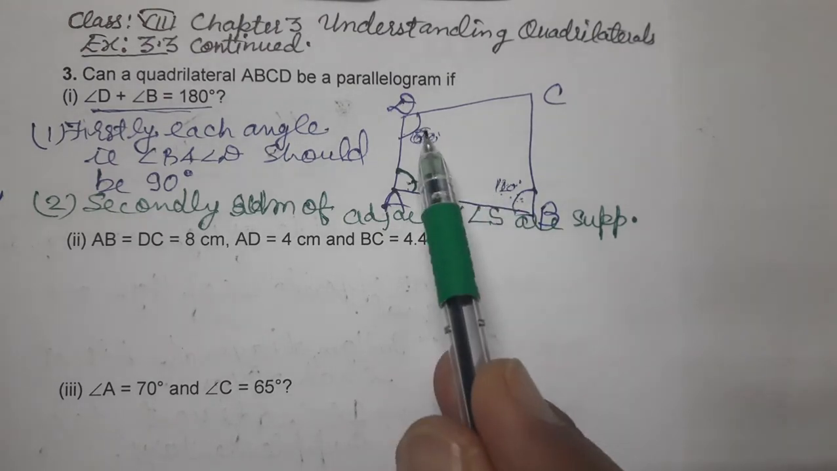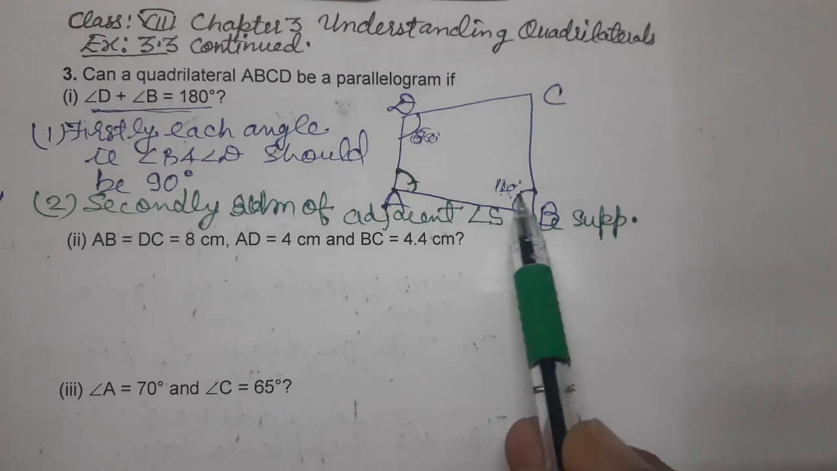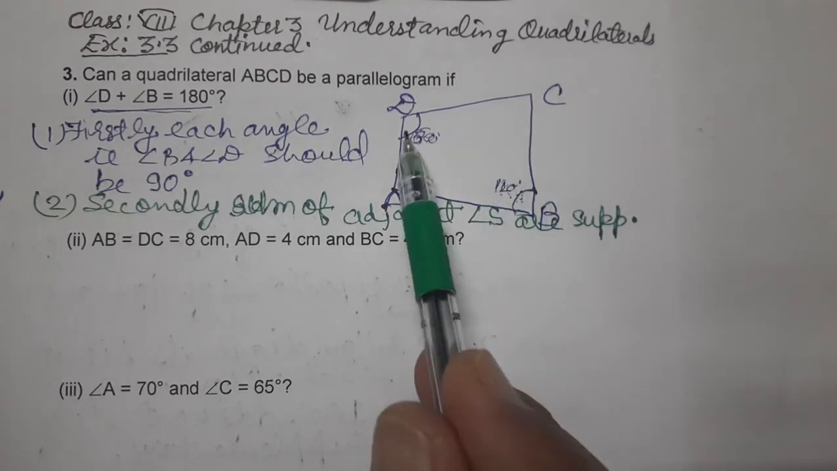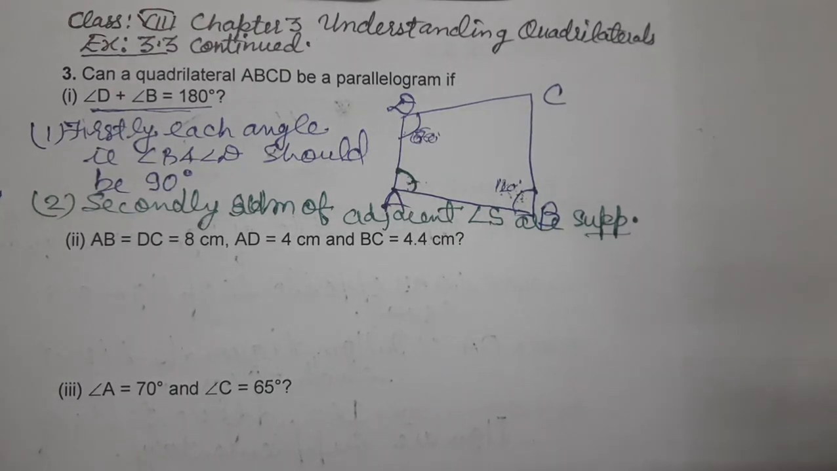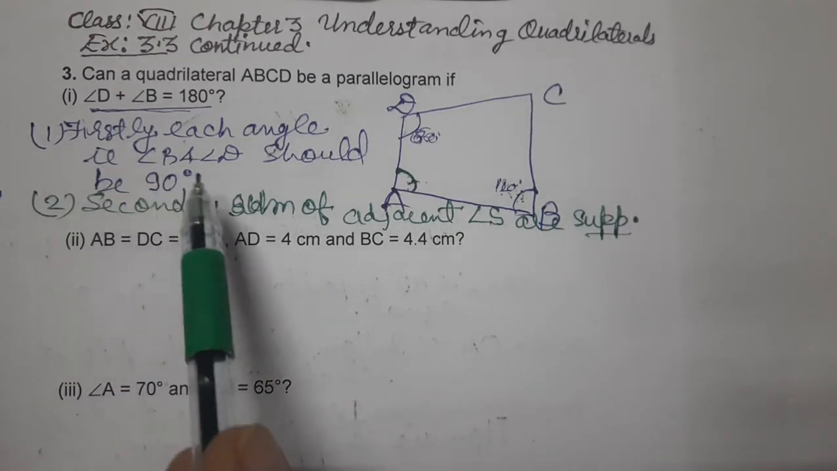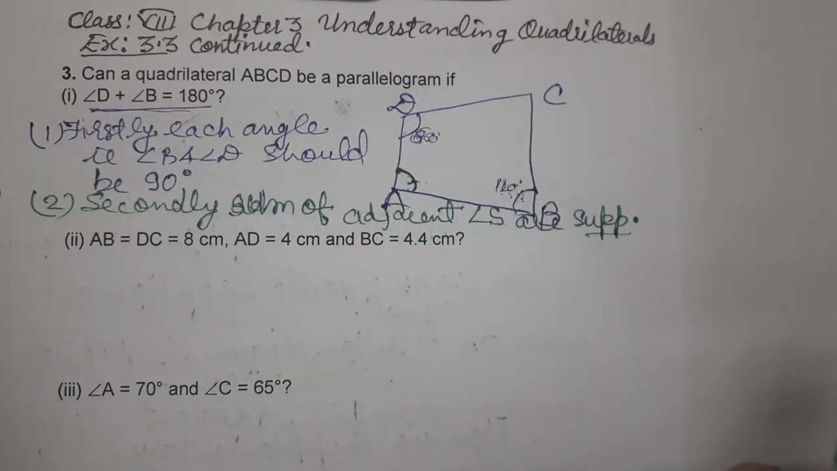So first condition, both must be 90. And second condition, the adjacent angle sum will be what? 180 degrees. Supplementary. Okay. So these are the two conditions. Then only it is a parallelogram. Otherwise it is not a parallelogram. Clear, children? Now the second part.